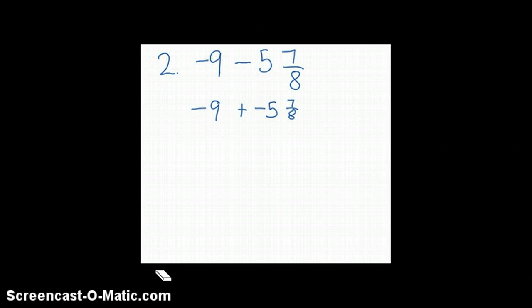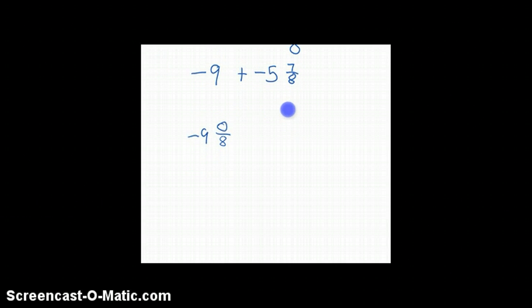So the next step we need to do to set up the problem is to do big minus little. And so we would do negative 9 because it's bigger, and 0/8 because it doesn't have a fraction, and that's the denominator that 5 7/8 has, so it would make it easier when we're going to add. Negative 9 and 0/8 plus negative 5 7/8.